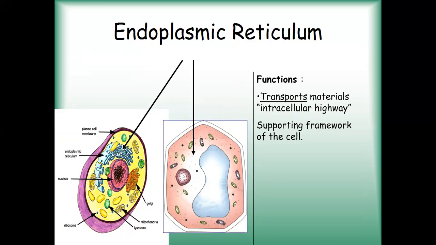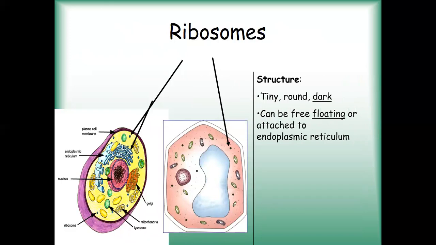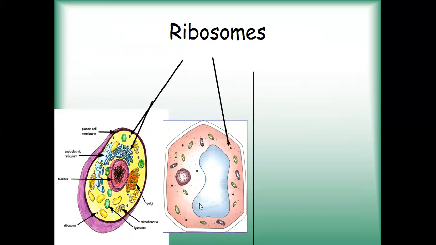So what we have learned about the endoplasmic reticulum is that it is irregular in shape, and it is bilayered. It is of 2 types, smooth and rough. Smooth endoplasmic reticulum does not have ribosomes, whereas rough endoplasmic reticulum has ribosomes. These are ribosomes, tiny round, dark structures which you see in the cytoplasm. Sometimes they are scattered in the cytoplasm, and sometimes they are present on the endoplasmic reticulum. They can be free floating or attached to the endoplasmic reticulum.